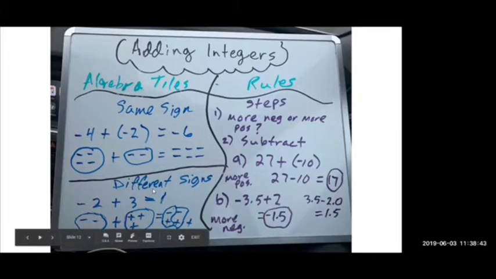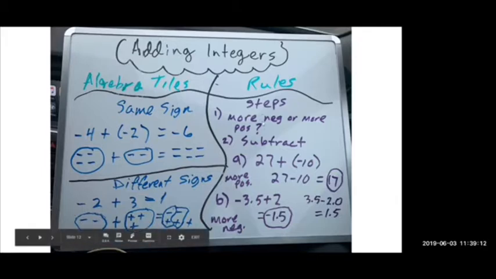Now, here's the rule. Listen, when you add integers with different signs, you ask yourself, is it more negative or more positive? The answer is it's more positive. And then you ignore that sign, and then you go 3 minus 2, or the largest minus the smallest. 3 minus 2 is 1, and the answer is +1. Let's try it again over here.